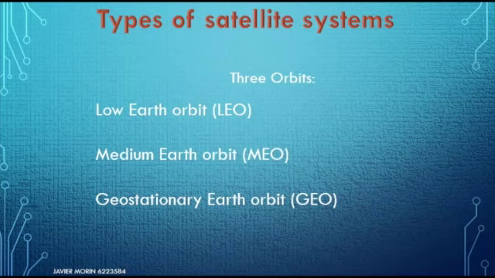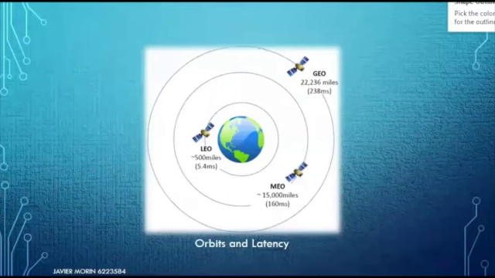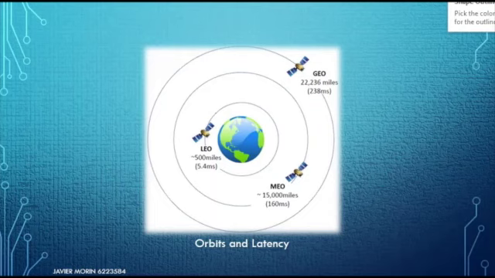Lastly, geostationary Earth orbit revolves around the Earth in the plane of the equator once in 24 hours, maintaining precise synchronization with the Earth's rotation. In this slide, you can see an image representing the three types of satellites and their orbits. Notice the distance between the three.